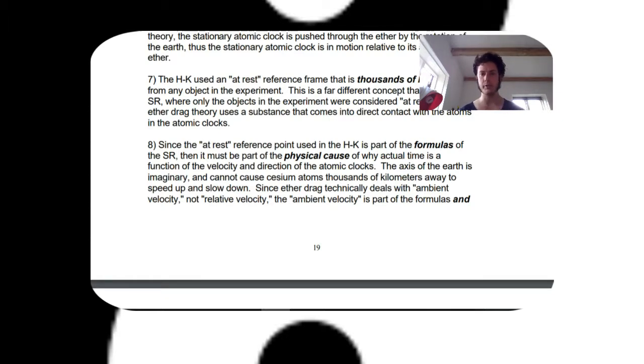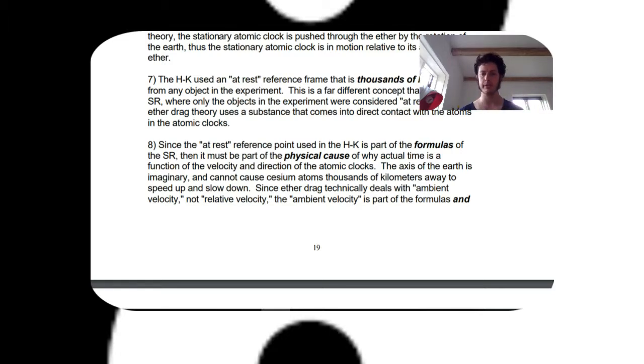So number 8, please consider, since the at-rest reference point used in the Kehr experiment is part of the formulas of the special relativity, then it must be a part of the physical cause of why actual time is a function of the velocity direction of the atomic clocks. The axis of the Earth is imaginary and cannot cause cesium atoms thousands of kilometers away to speed up and slow down.